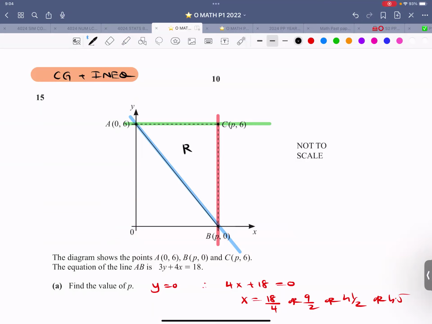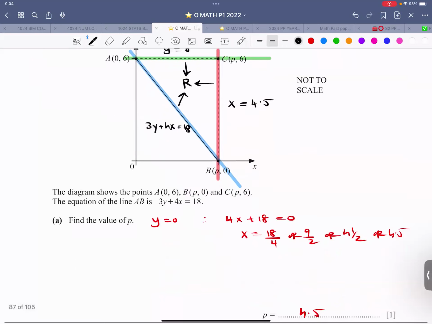The equation of the green line is y equals 6. The equation of the red line is x equals 4.5. The equation of the blue line is 3y plus 4x equals 18. R is below the green line. R is to the left of the red line. R is above the blue line.